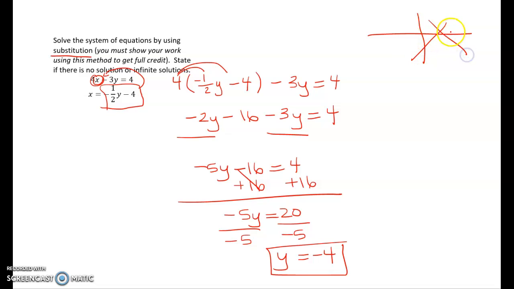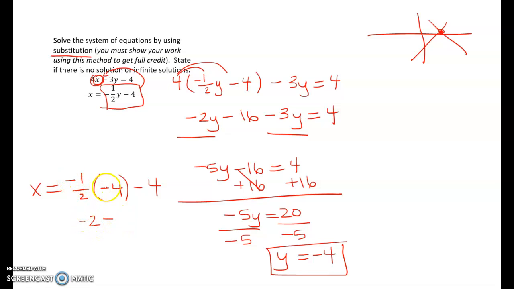We're looking for the place these two lines cross, so we need an x-coordinate and a y-coordinate. So we found the y-coordinate. Now what we can do is take this and substitute it in for either equation and solve for x. Again, I would recommend using that second equation. It's already solved for x. So x equals negative 1/2 times y, which is negative 4, minus 4. So negative 1/2 times negative 4 is negative 2.